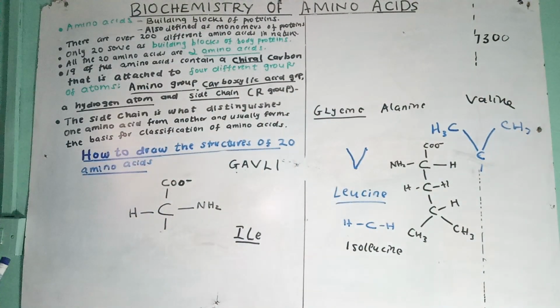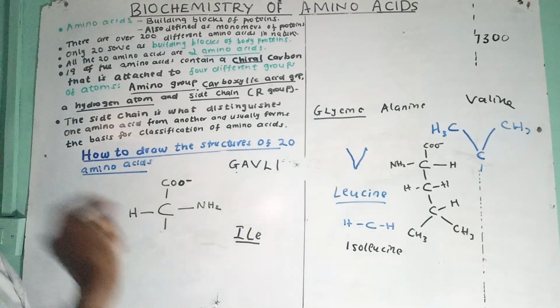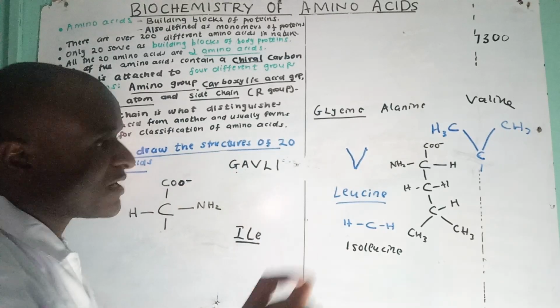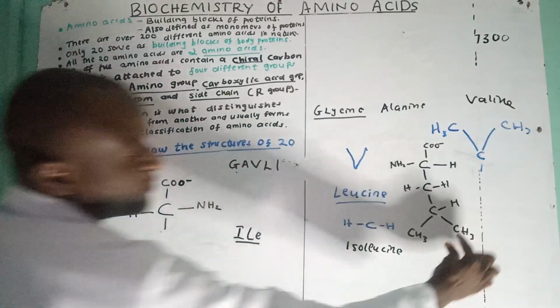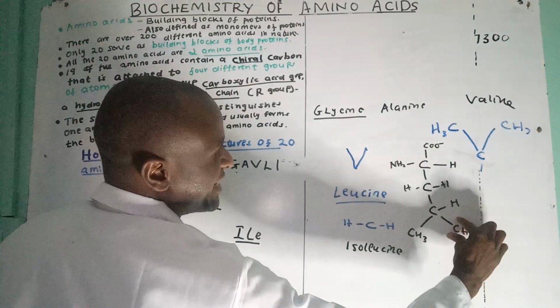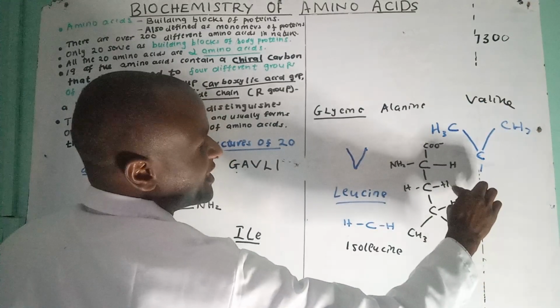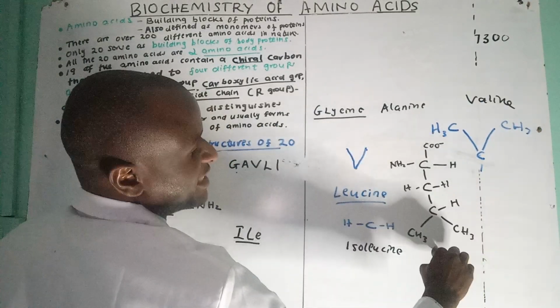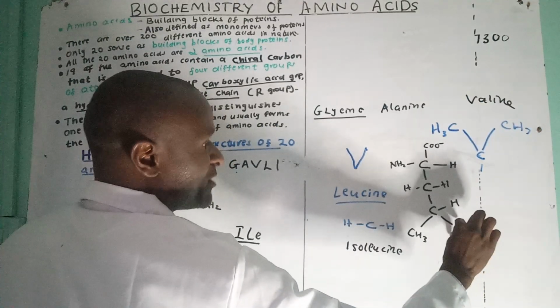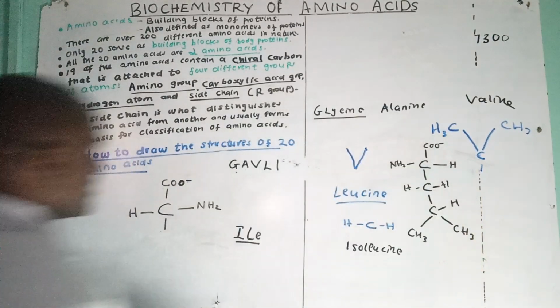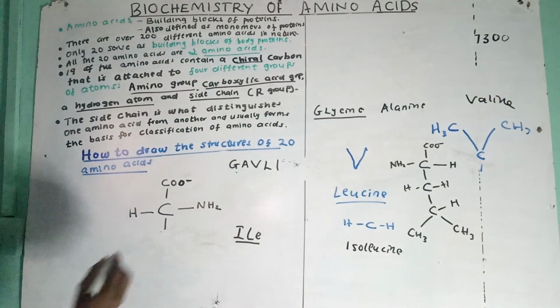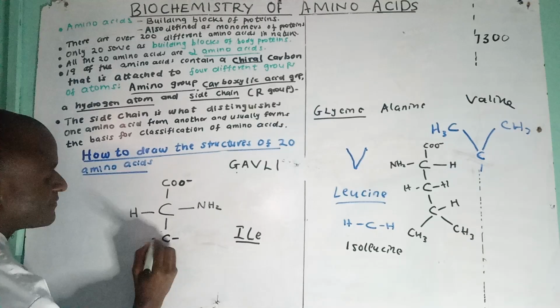So that is our leucine. Isoleucine, from the word iso, you need to know that isoleucine is an isomer of leucine. Isoleucine is where this methyl group is transferred to this third carbon from the terminal end. So the methyl group is located on this, like that.